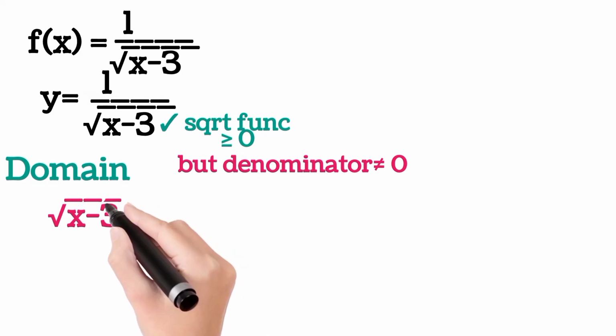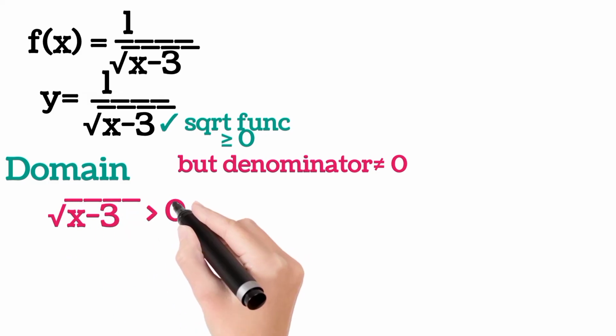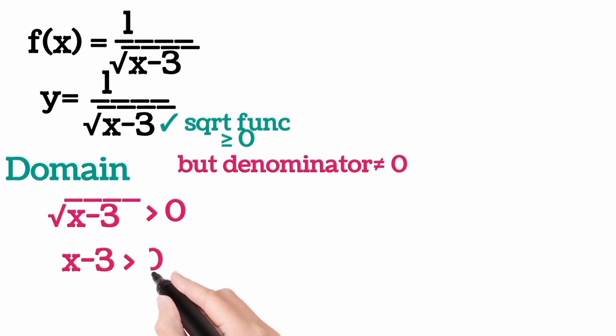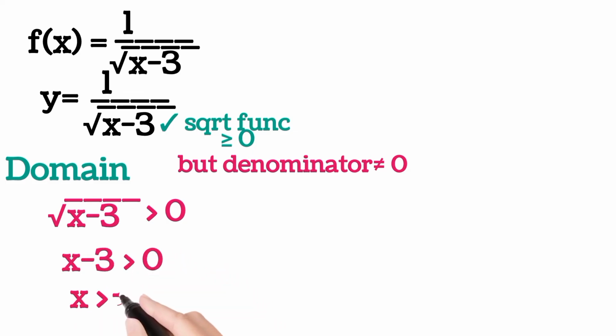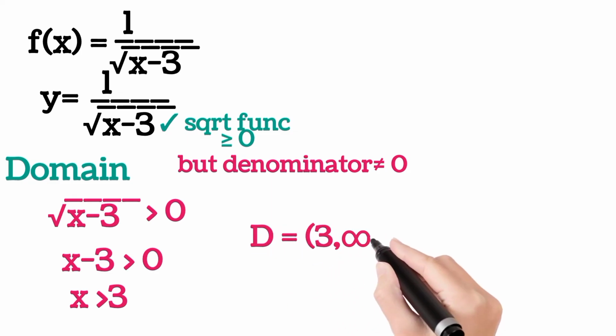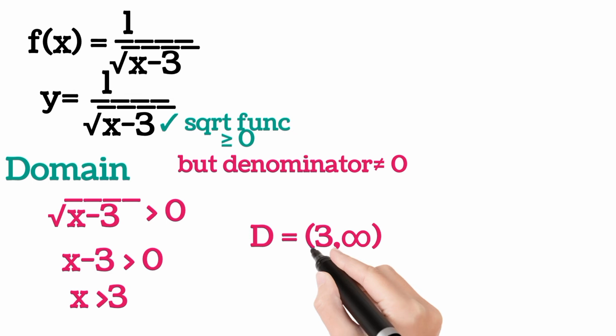So square root of x minus 3 should always be greater than 0. That is x minus 3 should be greater than 0. That is x should be greater than 3. So the domain of this function will be (3, infinity), where 3 is not included.